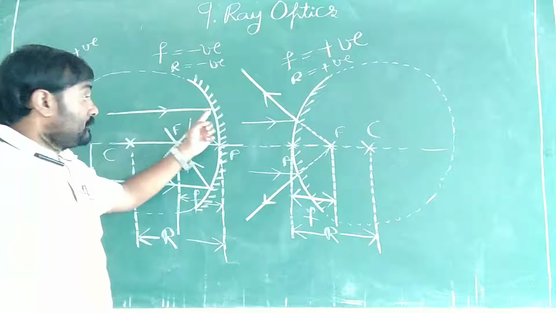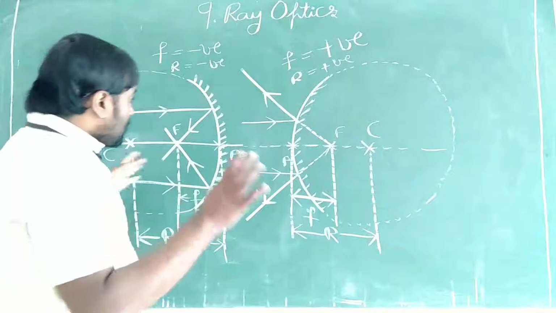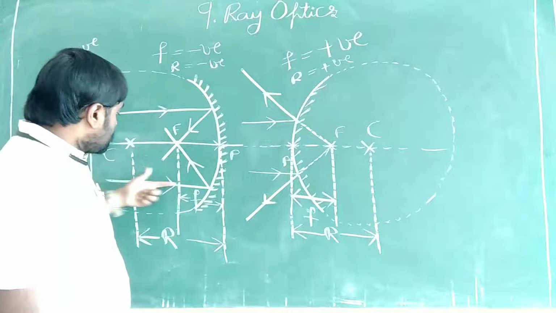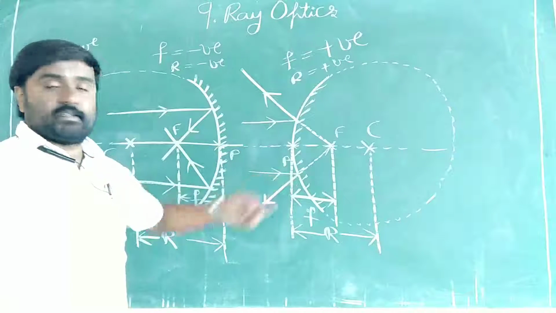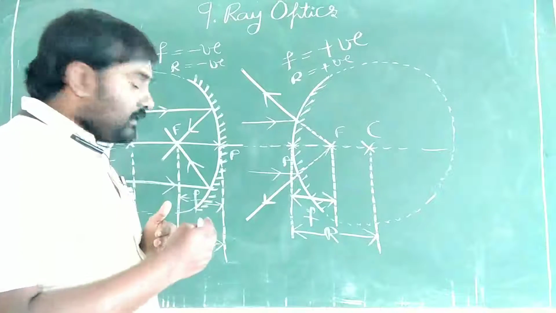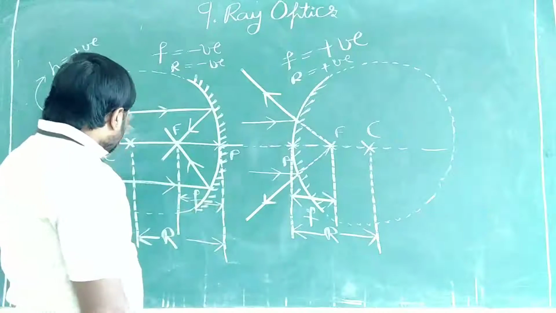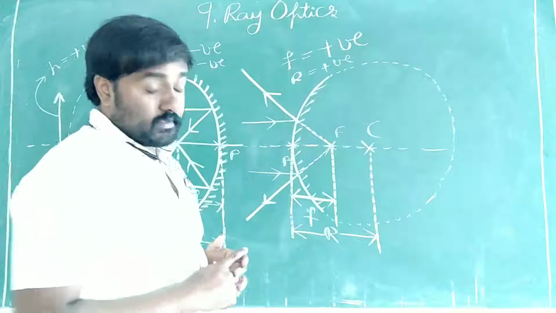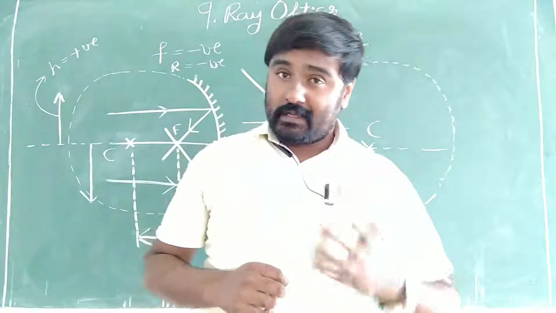Left to right. All the ray diagrams are drawn with what? Incident light must be traveling from where to where? Left to right. So this is the first new Cartesian sign convention.